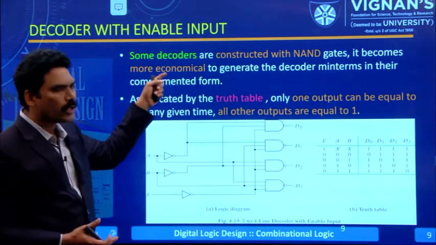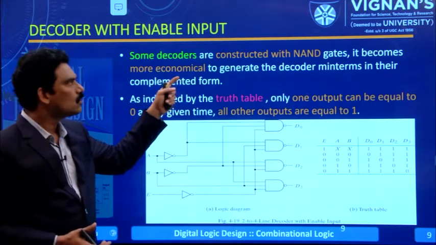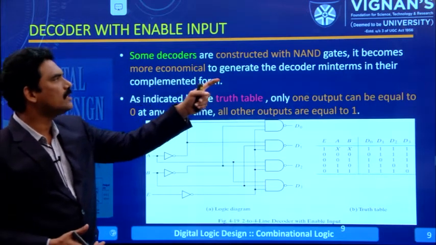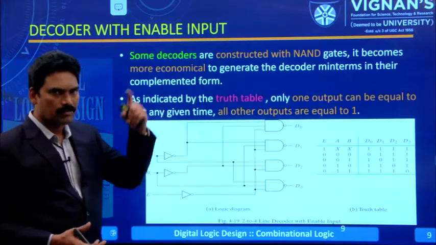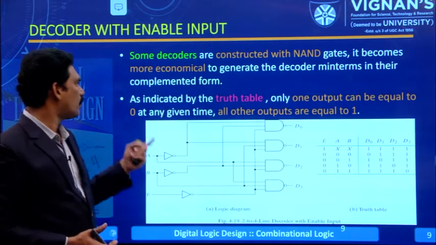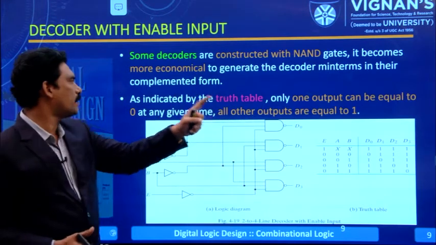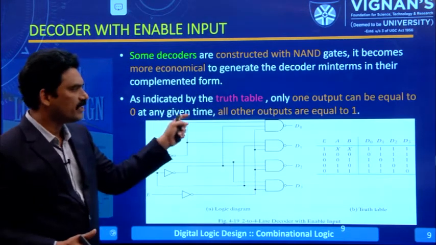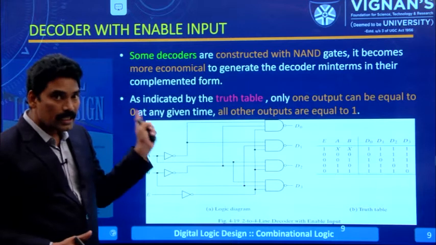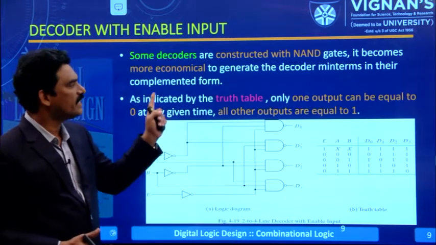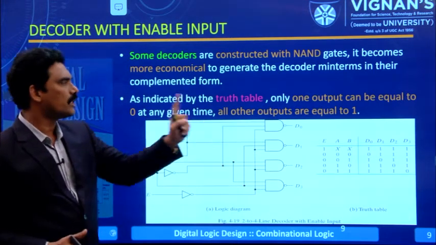It becomes more economical to generate the decoder minterms in their complemented form. Complemented form means, as indicated by the truth table, only one output can be equal to 0 at any given time. All other outputs are equal to 1.